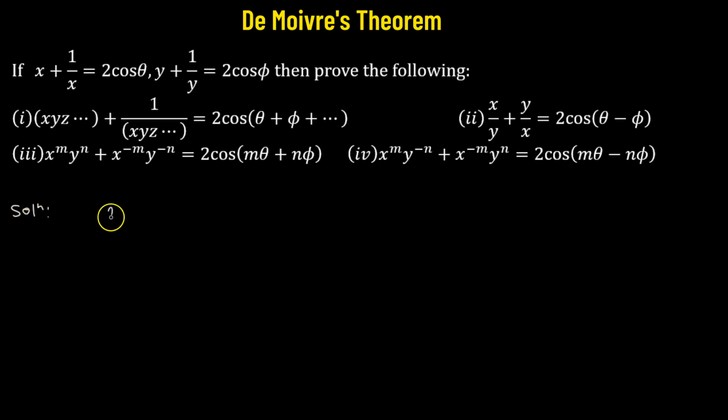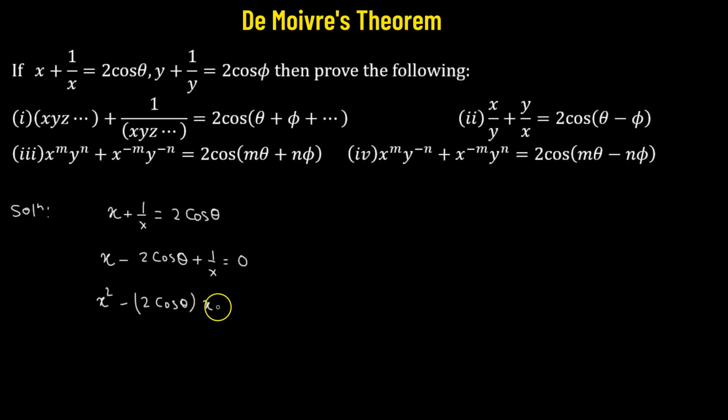First, we will consider x plus 1 over x. This will be equal to 2 times cosine theta. We will transpose 2 cosine theta from the right hand side to the left hand side. So we'll have x minus 2 times cosine of theta plus 1 over x equals 0. Multiplying throughout by x, we have x squared minus 2 times cosine theta multiplied by x plus 1, thus equals 0. Now this gives us a quadratic equation.